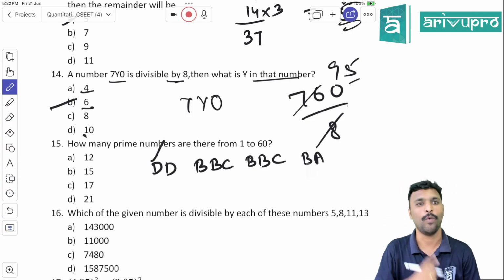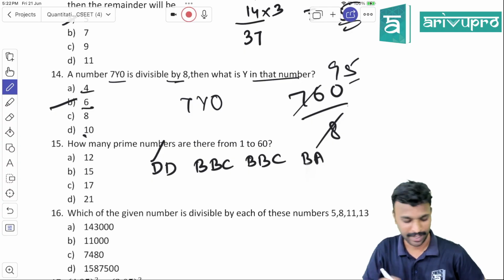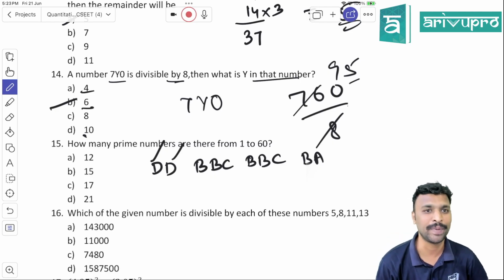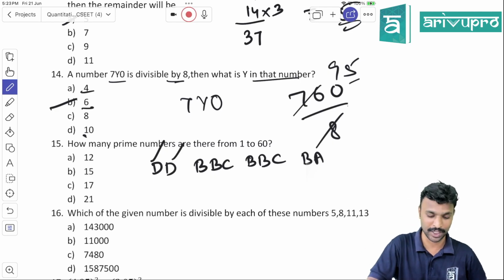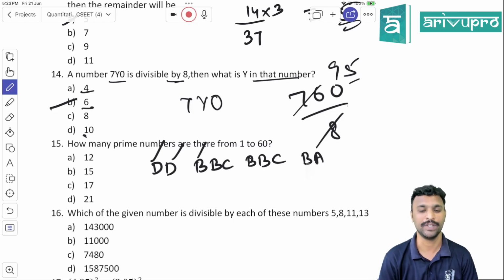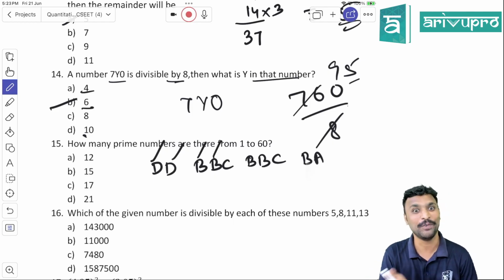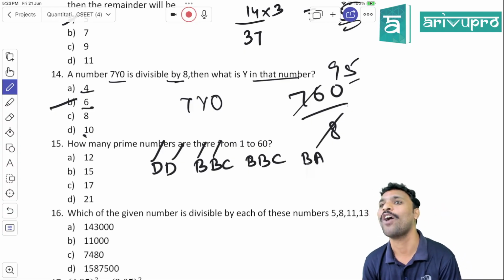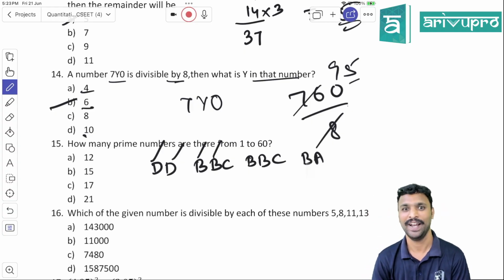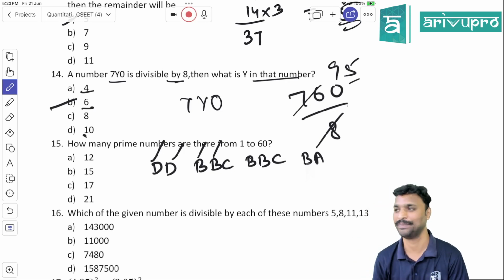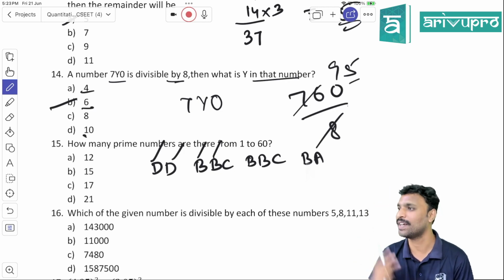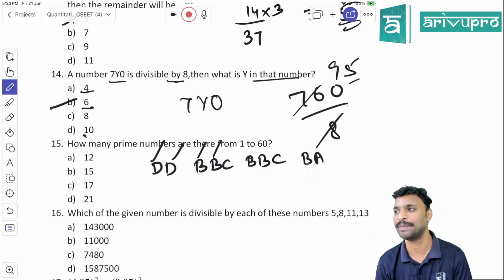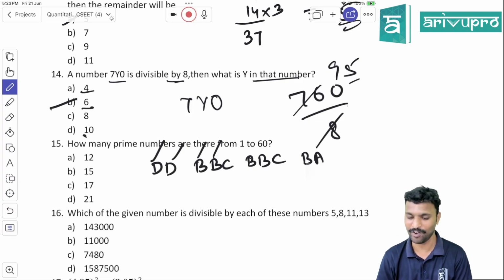This is for 1 to 10. How many prime numbers are there? This is for 11 to 20, and this is for 21 to 30. What is D? What is B? What is C? Forward positions. D forward position is 4. B forward position is 2. C forward position is 3. A forward position is 1.